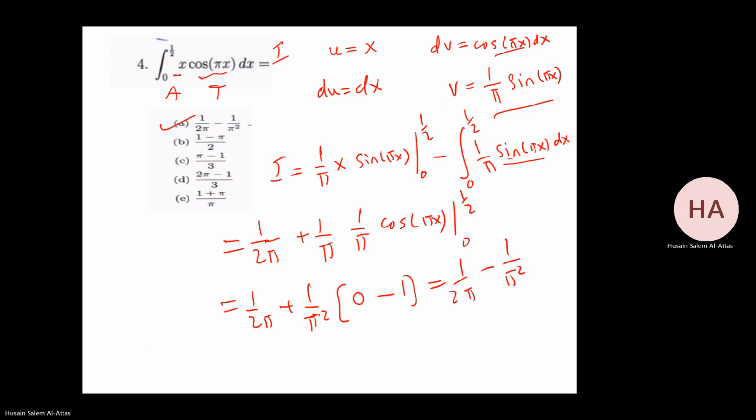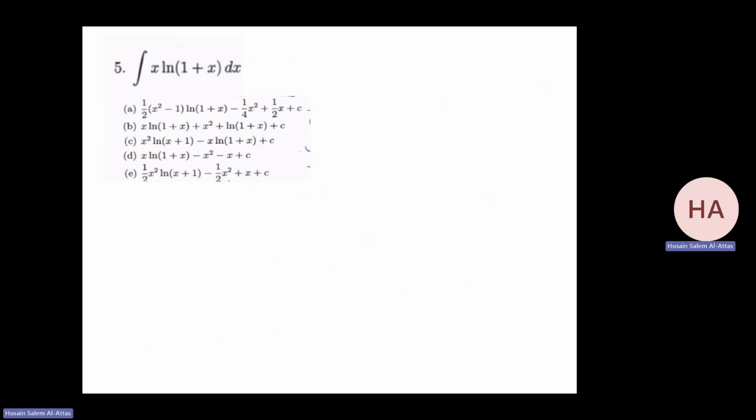What is this? x ln. So I have A and L. So for sure I'll take u. Actually, u will be what comes first in LIATE. So L comes before A. So u equals ln(1 plus x), and dv will be x dx. So v here is x squared over 2, and du will be 1 over 1 plus x.